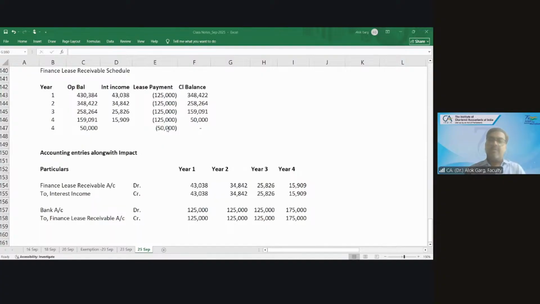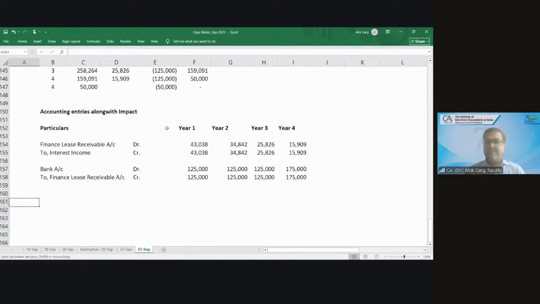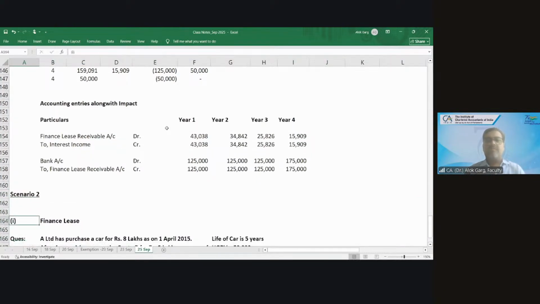I was talking about scenario number 2. You have some question, Ayush? Please ask. I was just asking that we have assumed that the unguaranteed residual value will also be received. Yeah, that remaining 20,000. This is what you are always expecting, right? That is what you do in PP also.